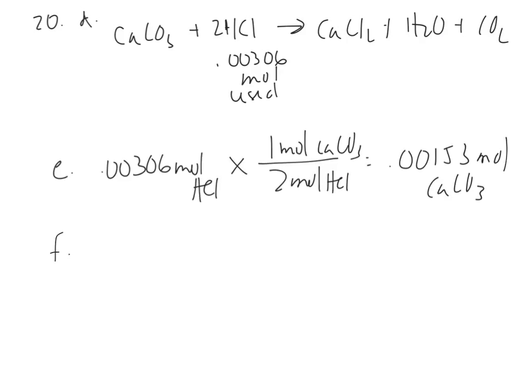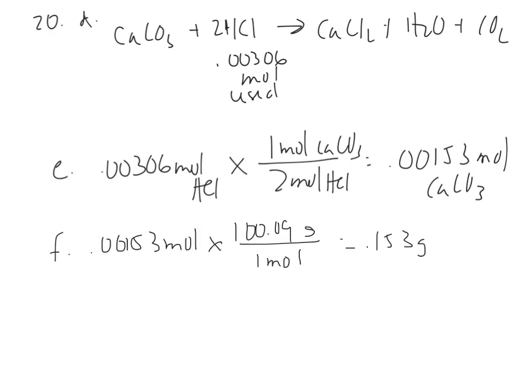So then F wants to know the mass of calcium carbonate and the percentage in the eggshell. So I take my 0.00153 moles, figure out my molar mass for CaCO3, and I came up with a molar mass of 100.09, giving me 0.153 grams. And then you might have to look back and see that was 0.153 out of 0.188. So when you calculate your percentage here, I'm getting a percentage of around 81 or 81.4%.